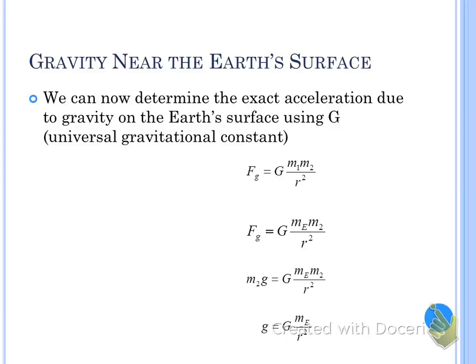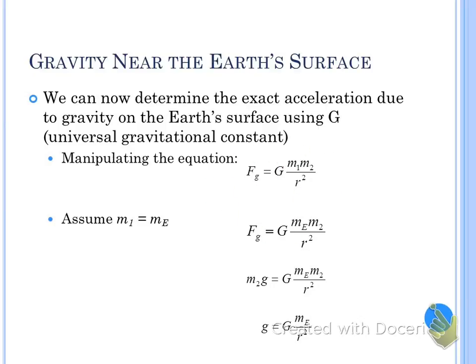We can now use Newton's universal law of gravitation equation to solve for the acceleration due to gravity somewhere besides the Earth's surface. So we're going to start with our original equation. I'm going to walk you through how we get to our new equation, but you don't have to necessarily write down these steps. This is our original equation, the gravitational force. This looks familiar, hopefully.